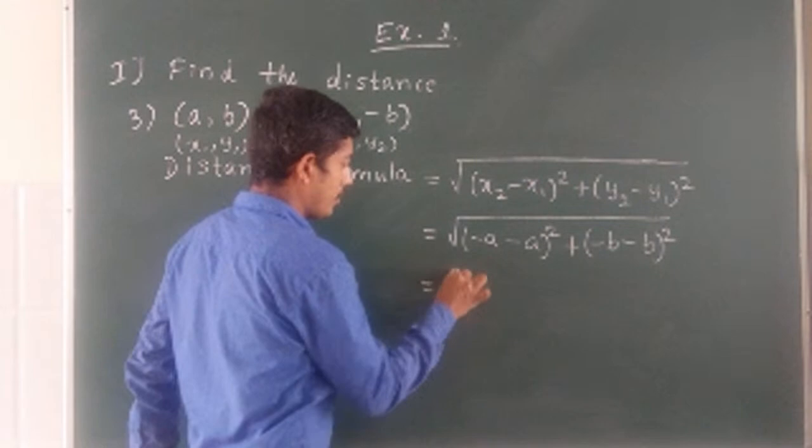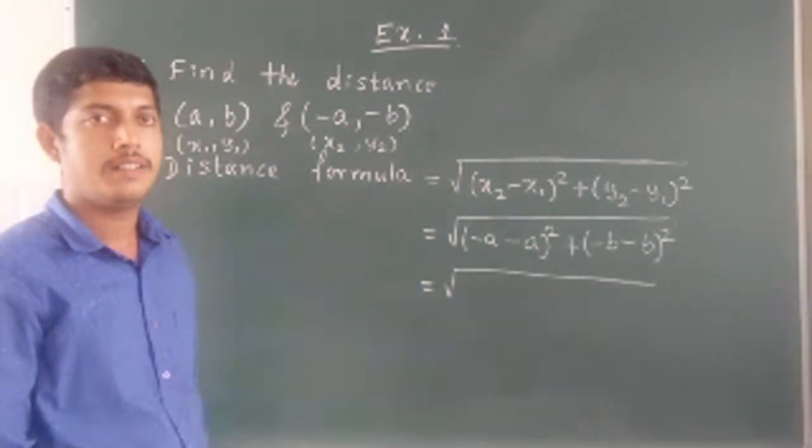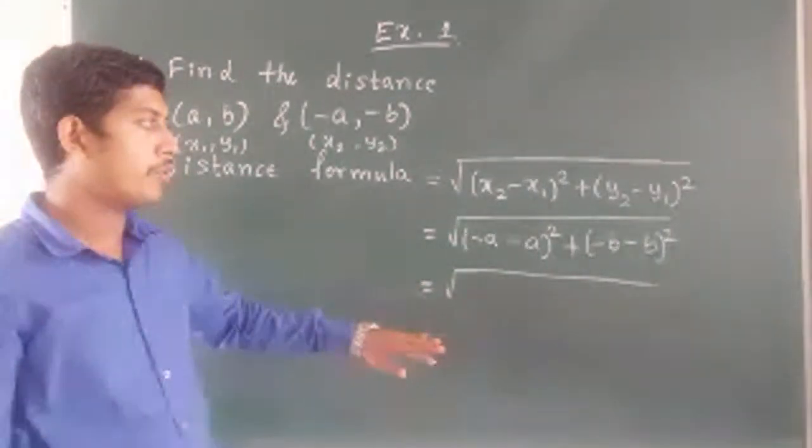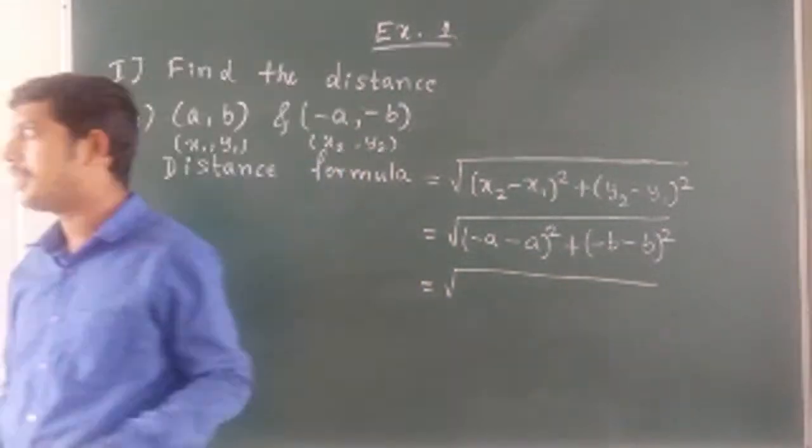Then it becomes minus a, both are having same sign, therefore we have to add. Then minus b, both are having same sign, therefore we have to add. Solve the further steps and comment the answer.